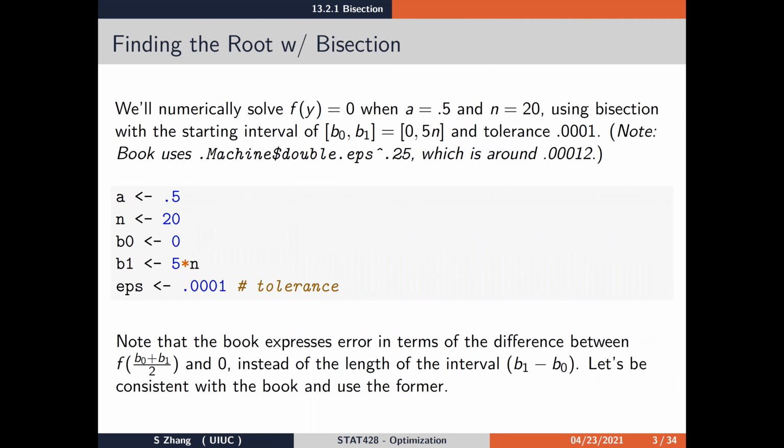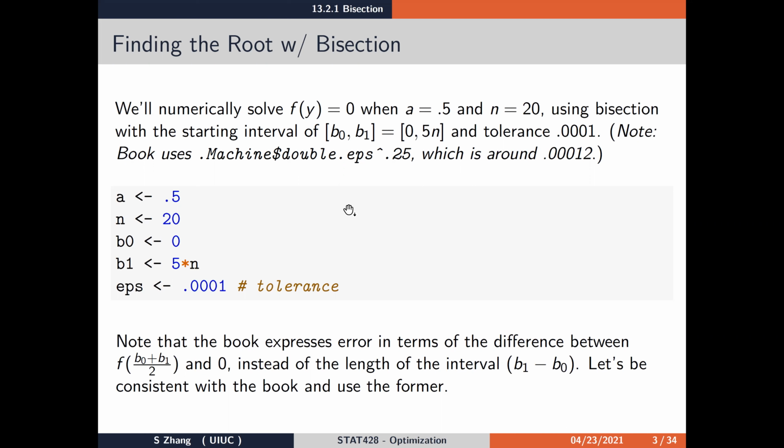We will numerically solve f(y) equals 0 for the case when a is equal to 0.5 and n is equal to 20. And we will use the bisection method with the starting interval b0, b1 equals 0 and 5n, and a tolerance of 0.0001. One thing to note is that if you read the textbook, they use the tolerance that is equal to .Machine$double.eps to the 1/4 power.